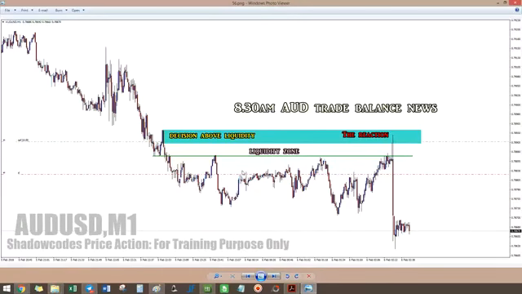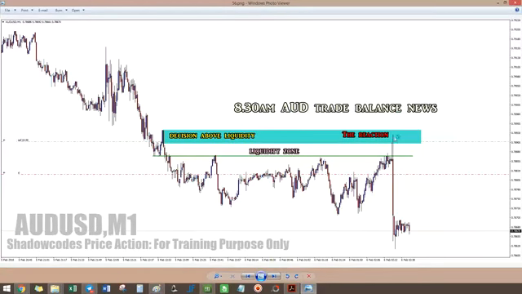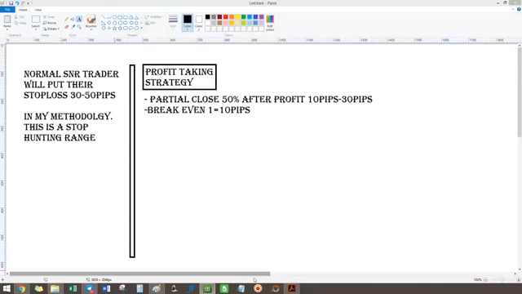So this needs to go into chapter 4, manipulation. I will be teaching you in detail regarding this. Before we can learn how to hunt other traders' stop losses, we need to know how they trade. So this is my trade during the AUD trade balance news. I was expecting price to go to this decision, because over here there is liquidity, over here there is a compression, and over here there is a decision above the liquidity zone. So we need to learn the basics first.